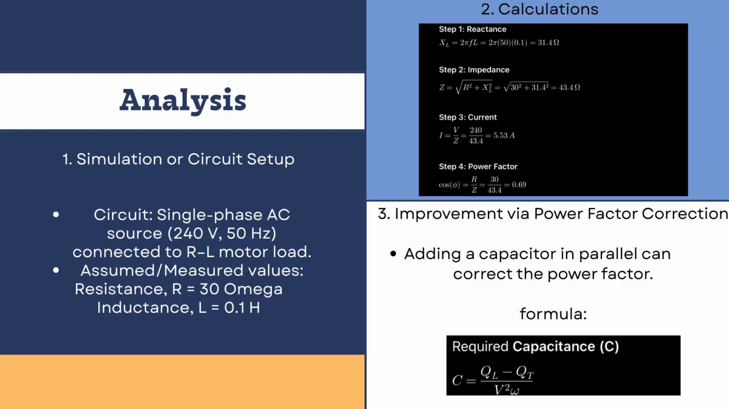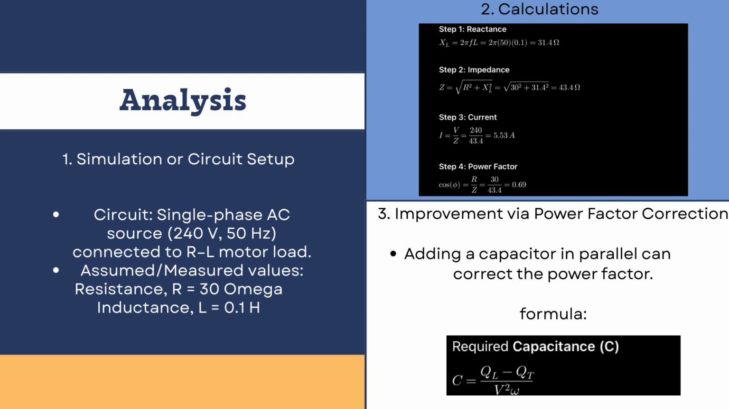Alright, now let's move on to the analysis part of this topic. In this section, we studied a single phase AC circuit that represents an HVAC motor load. The circuit used a 240 volt 50 Hz AC source, which is similar to the normal household supply in Malaysia. This source is connected to what we call an RL load. That means it has both resistance and inductance.